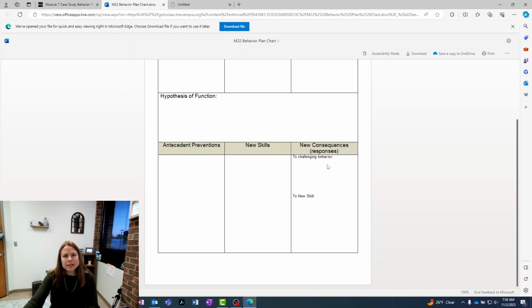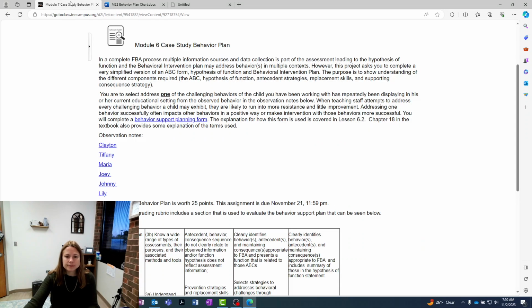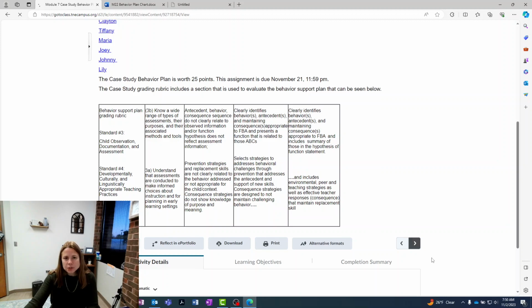And then replace them with new consequences or responses. So to the challenging behavior, the child will do this. So if they do that old behavior up here, what's their consequence going to be? And then with the new skills, when they do what they're supposed to and they're exhibiting this kind of behavior, what are their consequences or rewards? Okay, so that's what you'll be doing there.